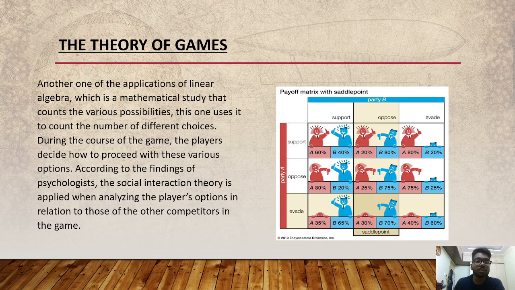The theory of games. Another one of the applications of linear algebra, which is a mathematical study that counts the various possibilities. This one uses it to count the number of choices during the course of a game. The player decides how to proceed with the various options. According to the findings of psychologists, social interaction theory is applied when analyzing the player's options in relation to those of the other competitors in the game.